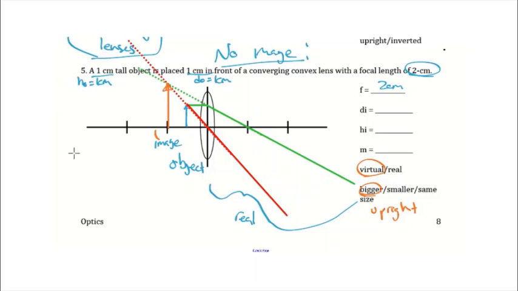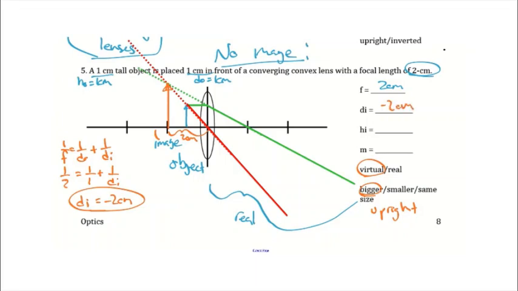So the equations are 1/f = 1/do + 1/di. Our focal length in this case was 2. Our object distance was 1. So when we solve that, di is negative 2 centimeters, which means it should be 2 centimeters behind the lens, and in fact it is.